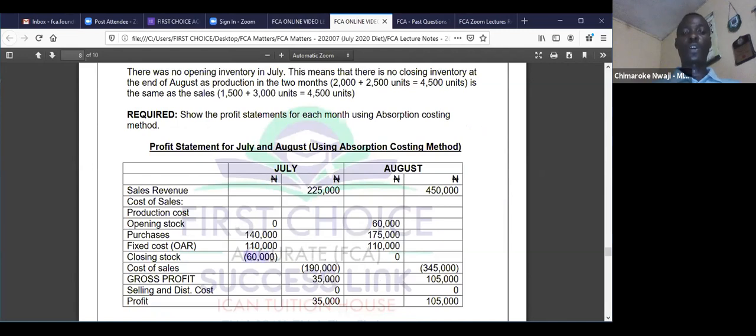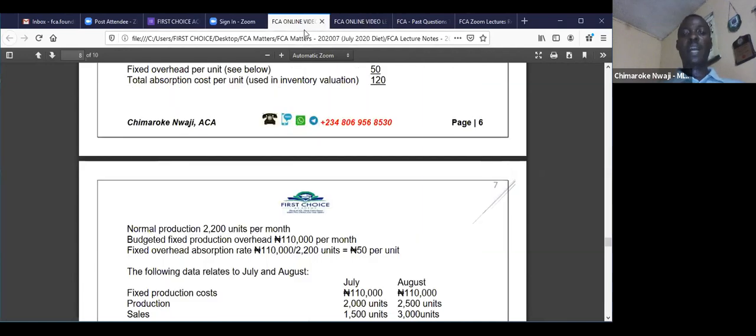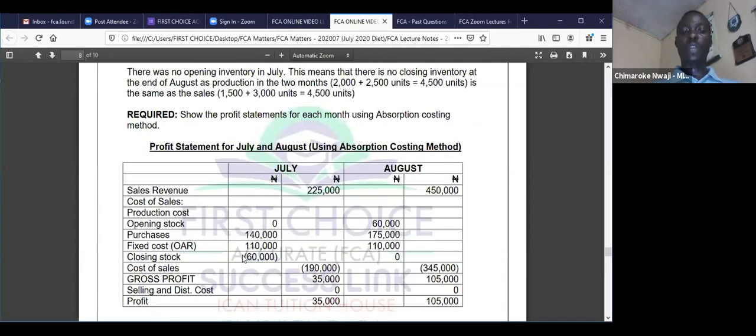Now look at your closing stock. How did we get this 60,000 as your closing stock? Mind you, we produced 2,000 and we sold 1,500, so 500 remaining. And we are told that we're going to use 120 as our valuing cost. So we multiply by 120. That's how we got the 60,000 we used here. And mind you, as soon as you get this 60,000, just take it straight and put it here so that you will not have stories.